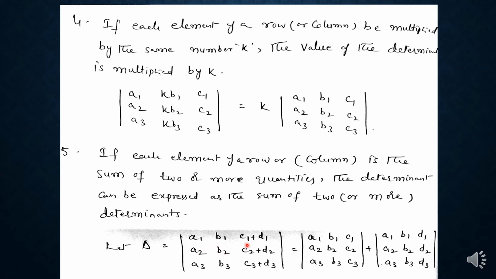So a1 b1 c1, a2 b2 c2, a3 b3 c3 and a1 b1 d1, a2 b2 d2, a3 b3 d3. So this is the property: if each element of a row or column is the sum of two or more quantities, the determinant can be expressed as the sum of two or more determinants.